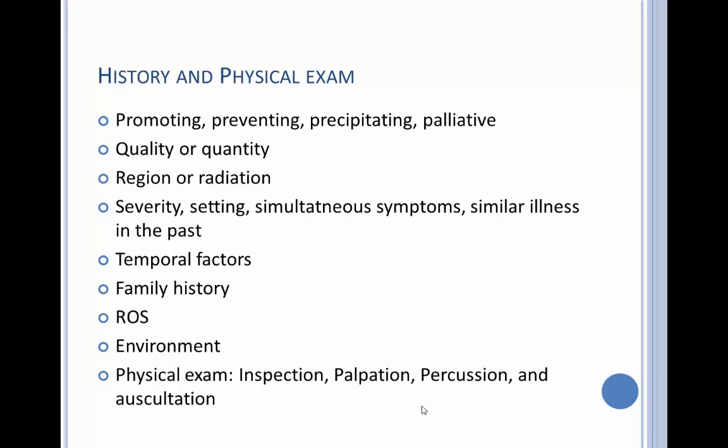Any similarities of the same disease in the past, any associated disease, any immunocompromised disorder? How long has this condition lasted? Or any family history of the disease process. For example, asthma is a hereditary condition, so it's very important to note if the family has asthma as well, or hay fever, any type of allergies.